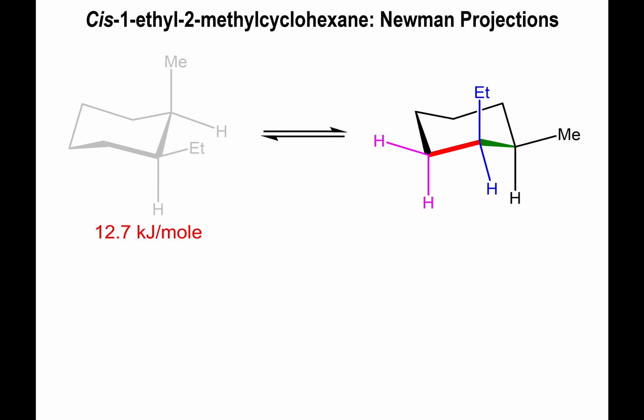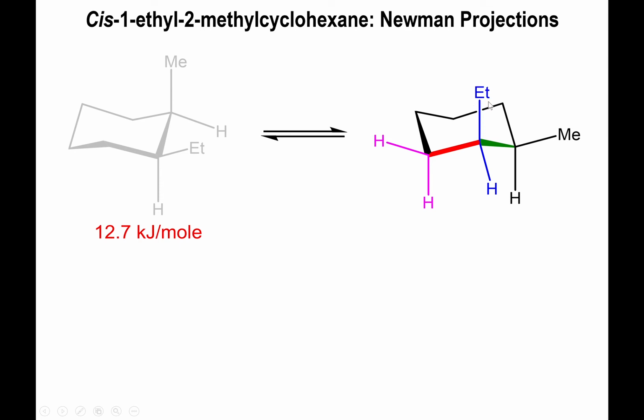All right, so what we now know is that this conformer is worth 12.7 kilojoules per mole just from the point of view of the gauche interactions. We're going to do the same analysis now for the other conformer of cis-1-ethyl-2-methylcyclohexane. And starting with the carbon that bears the ethyl group, once again, we're going to look at the Newman projection going in one direction, and then we're going to look at the Newman projection going in the opposite direction.